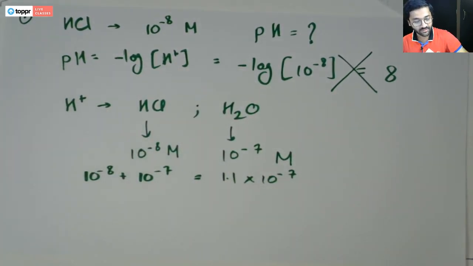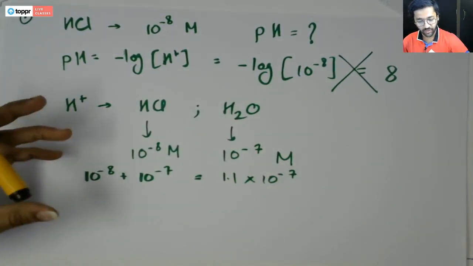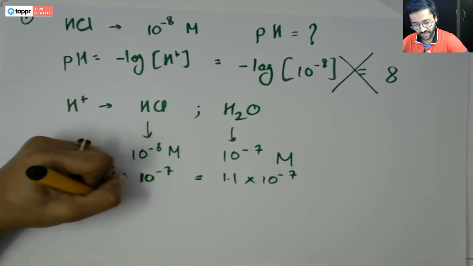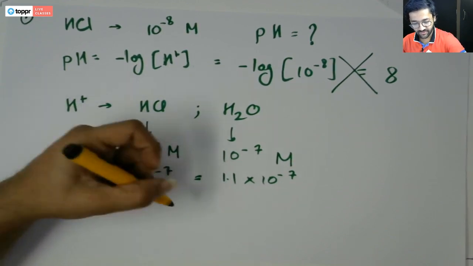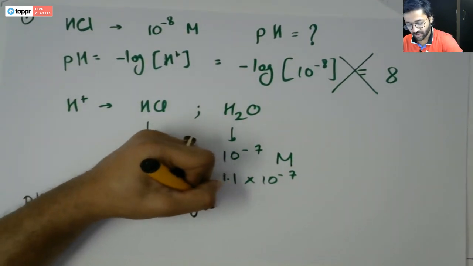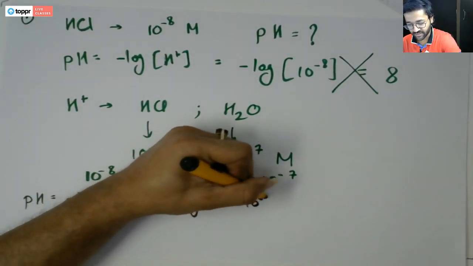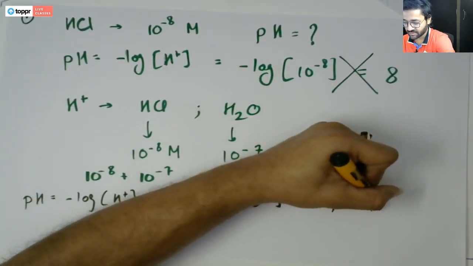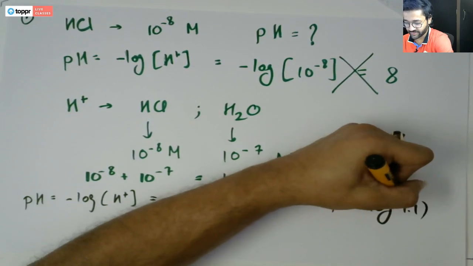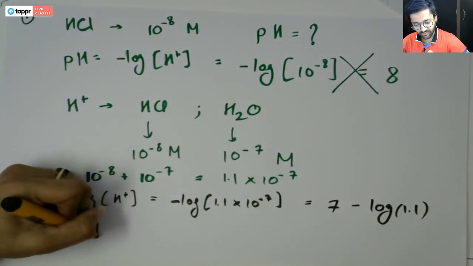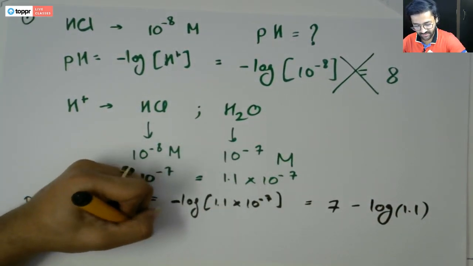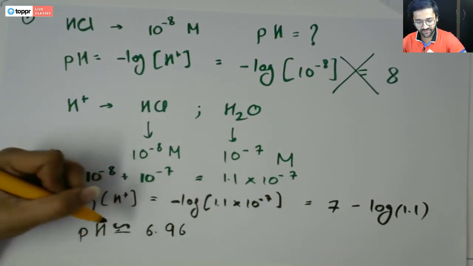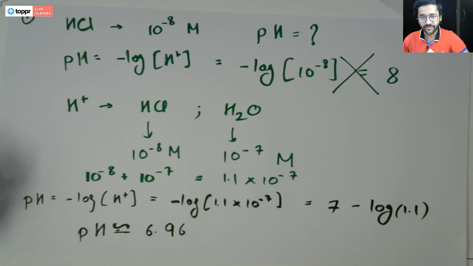Now with this we can actually solve for pH, which will be minus log of H plus. Hence this will give us minus log of 1.1 into 10 to the power minus 7, which will be 7 minus log of 1.1. Hence the pH will come out to be approximately 6.96, which is an approximate value which can be taken out by a log table.